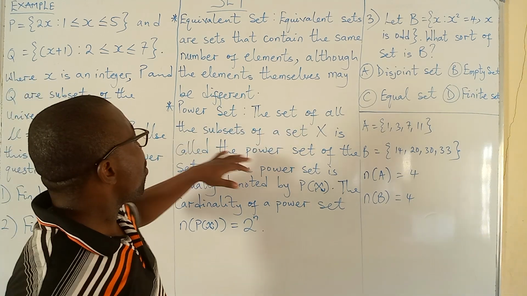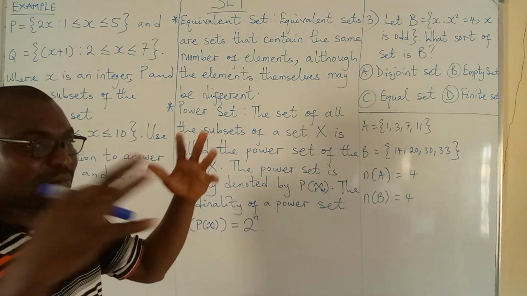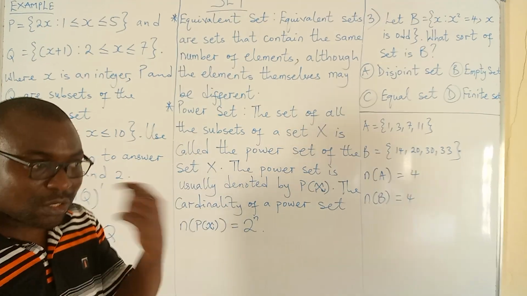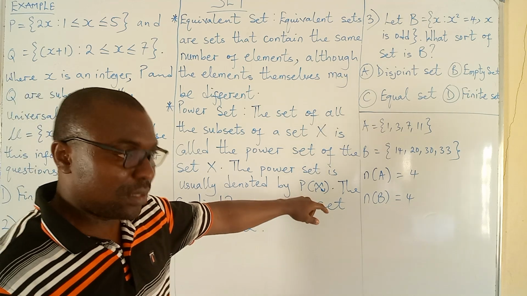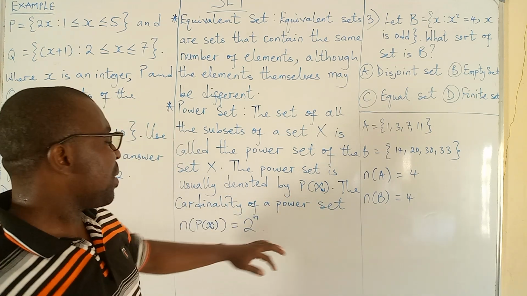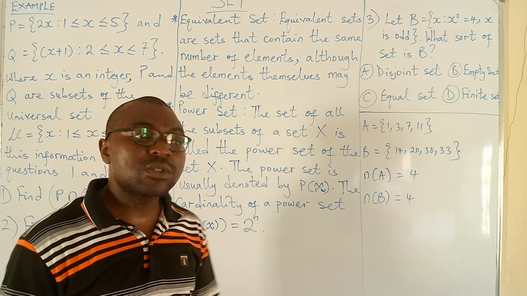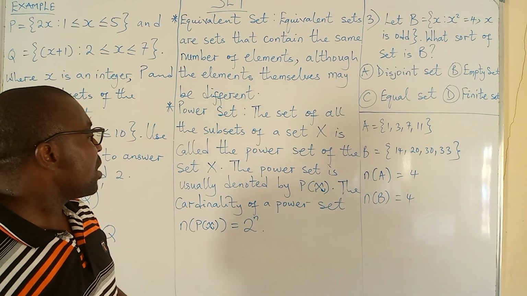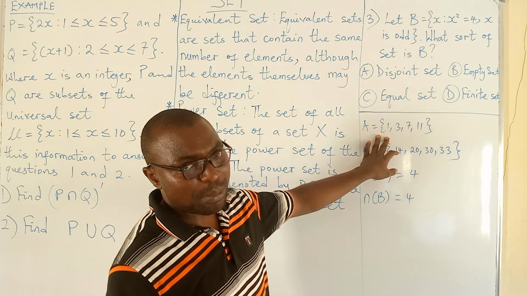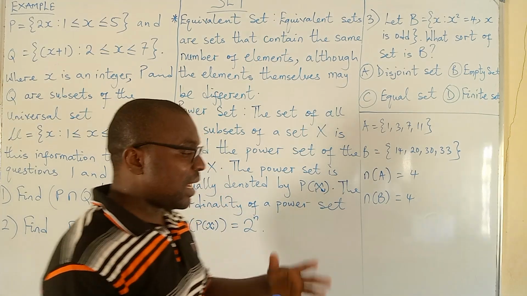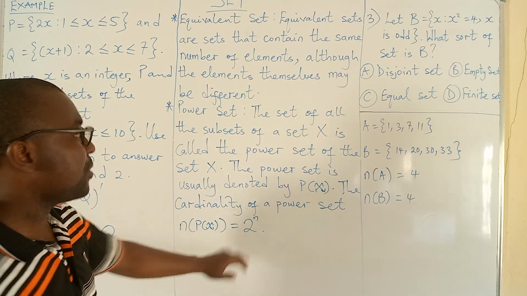Power set: the set of all the subsets of a set X is called the power set of the set X. Power set is simply a set of all the subsets of a particular set. The power set is usually denoted by this. The cardinality of a power set is given as 2 raised to power n. For example, if we were asked to find the cardinality of this power set, the answer will simply be 2 raised to power 4, which is 16. So the cardinality of a power set is simply 2 raised to power n.